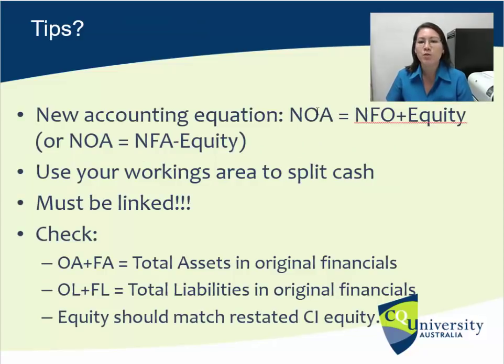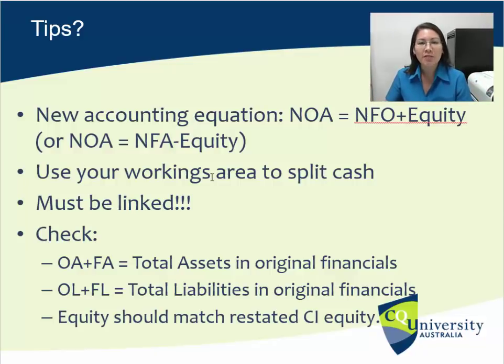So we have a new accounting equation. Remember our original accounting equation is assets equals liabilities plus equity, or assets minus liabilities equals equity. So our new accounting equation is net operating assets equals net financing obligations plus equity. Or if you have net financing assets, then obviously change the mathematical sign from plus to a minus. So just use a bit of mathematical common sense when you're going through completing your restating here. So it still has to balance is my point. Debits still have to balance to credits.